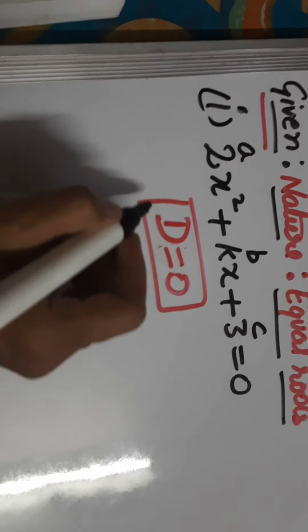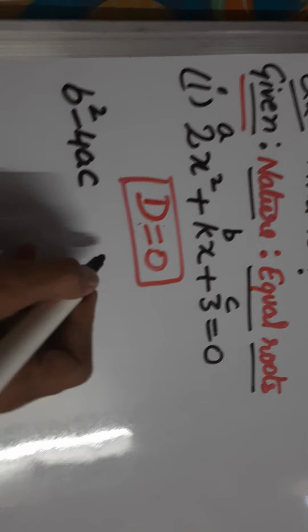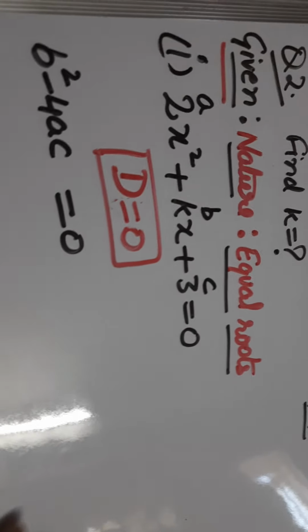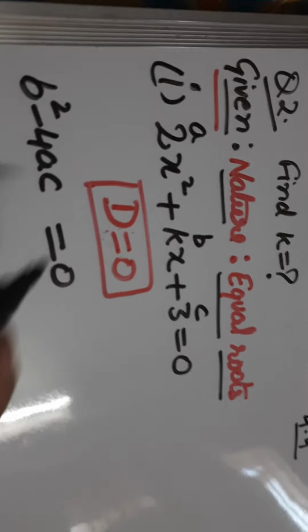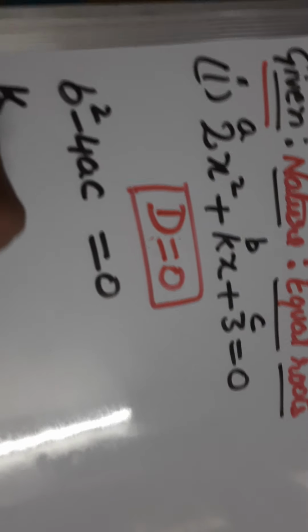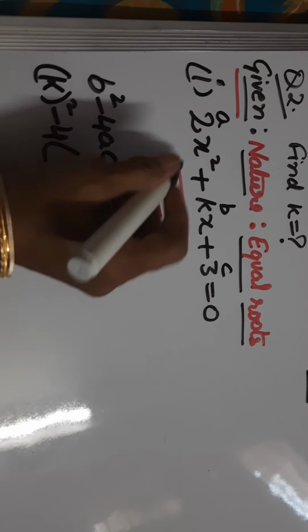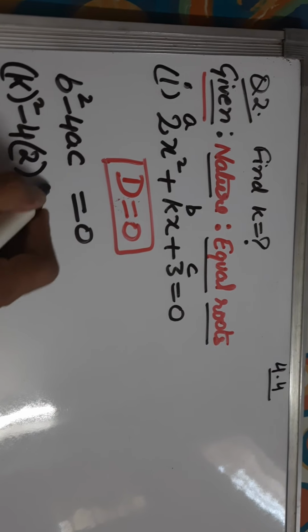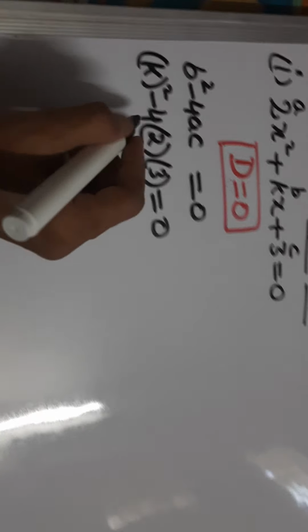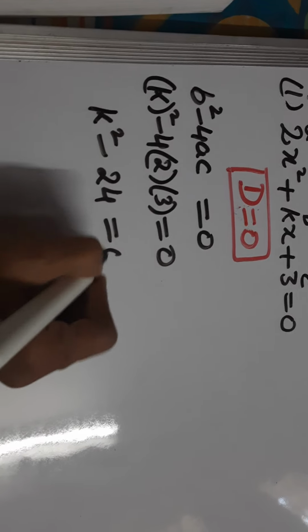So let us find out the value of k. First of all, put the value of D, that is b square minus 4ac is equal to 0. इस बार इसे हम 0 से इक्वेट करके ही स्टार्ट करेंगे whenever they will give you the condition. So let us put the values. b, it is coefficient of x, that is plus k. So k square minus 4 into what is a? x square coefficient 2 into c, that is plus 3 is equal to 0.